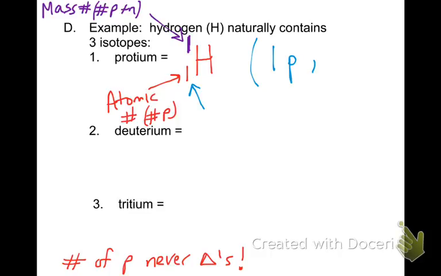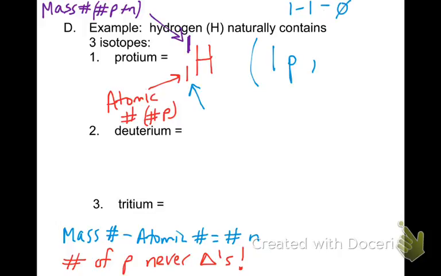Our mass number can be used to determine our total number of neutrons. Remember, to determine the total number of neutrons, you're going to take the difference between our mass number and our atomic number. And that's going to leave us with our number of neutrons. So, in this particular instance, we've got 1 minus 1. It's going to give us our total number of neutrons, and we've got 0 neutrons for protium. Another way of writing this would be H-1.